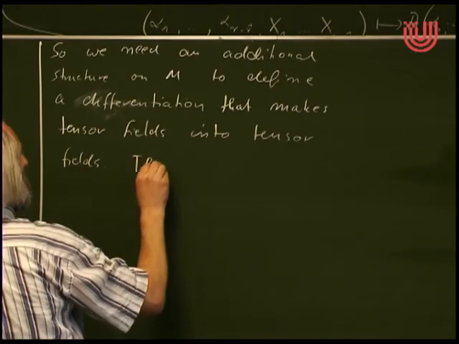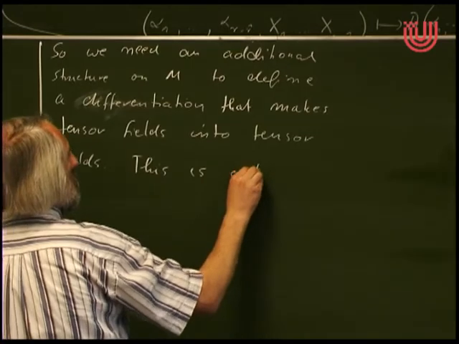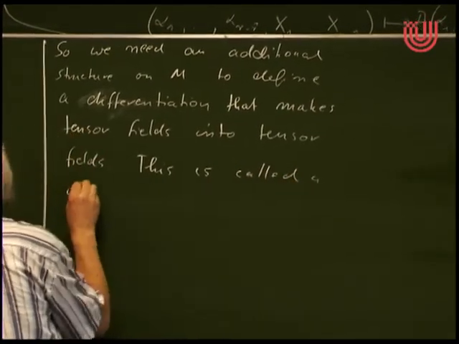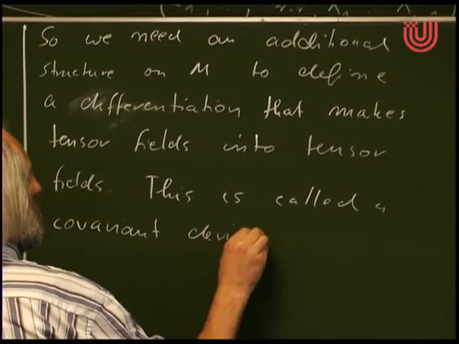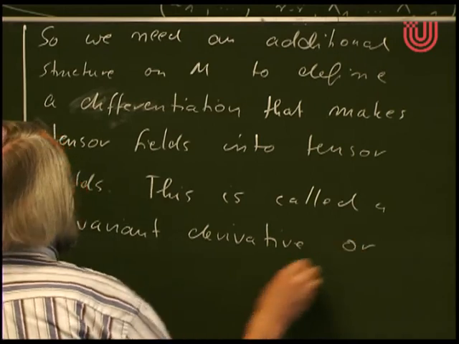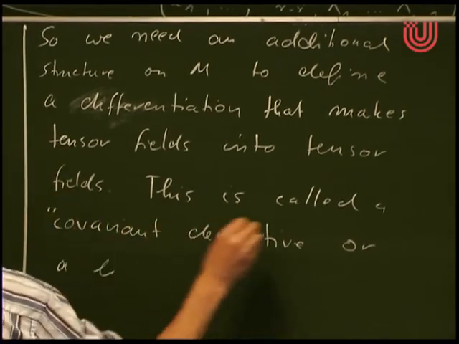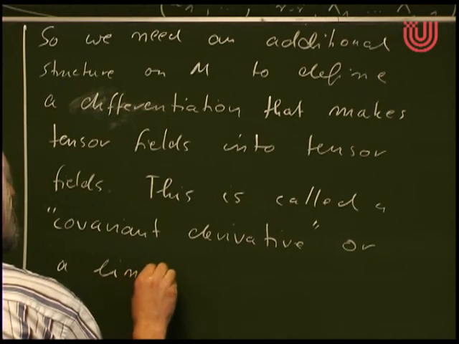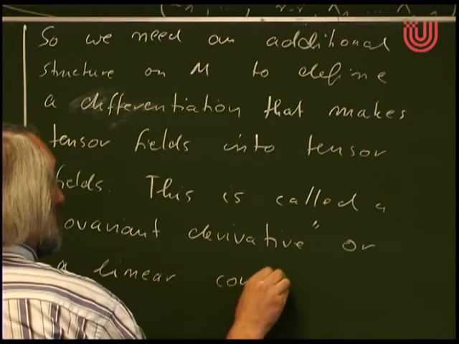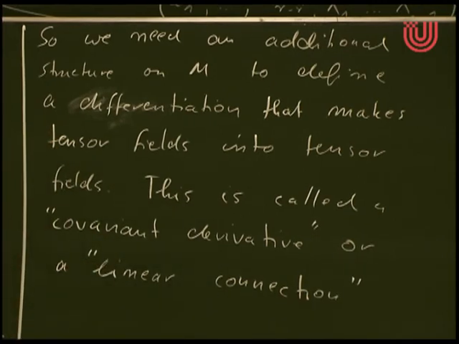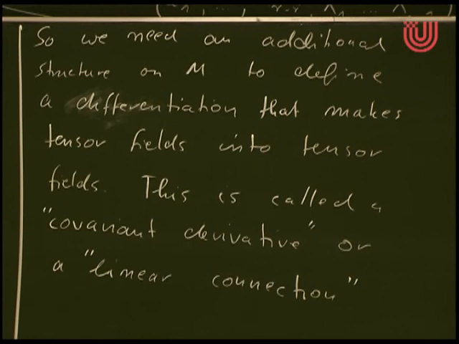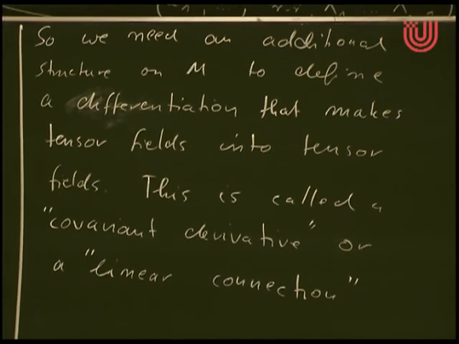And this is called a covariant derivative or a linear connection. So it's an additional structure, it's not automatically given on a manifold. It has to be introduced additionally, but if we have one, then we can define covariant derivatives. Then we can differentiate in a covariant way. And the precise definition I will write down next time.